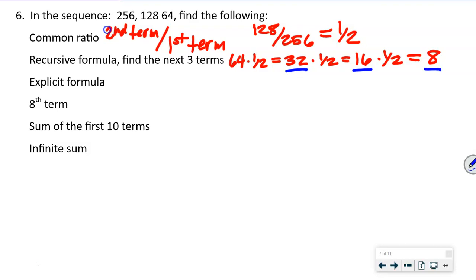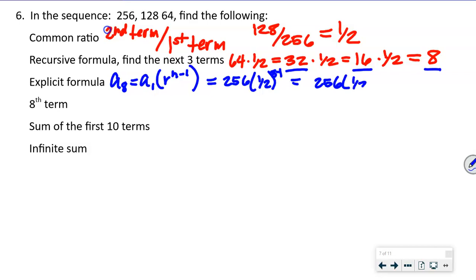Now with our explicit formula, I'm going to go ahead and write the formula first for you guys. So with our explicit formula, when we're trying to find the 8th term, it's going to be a sub 8, and then we're going to use our first term, and we're going to multiply that times the ratio to the n minus 1 power, okay? So here, n is going to be the 8, okay? So when we do this, our first term was 256. We're going to multiply that times our ratio, which was 1/2, and we're going to take that to the 8 minus 1 power, so that's going to be 256 times 1/2 to the 7th power.